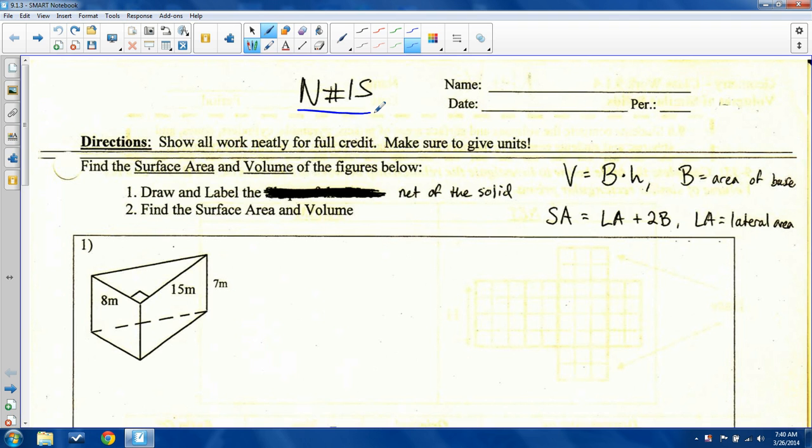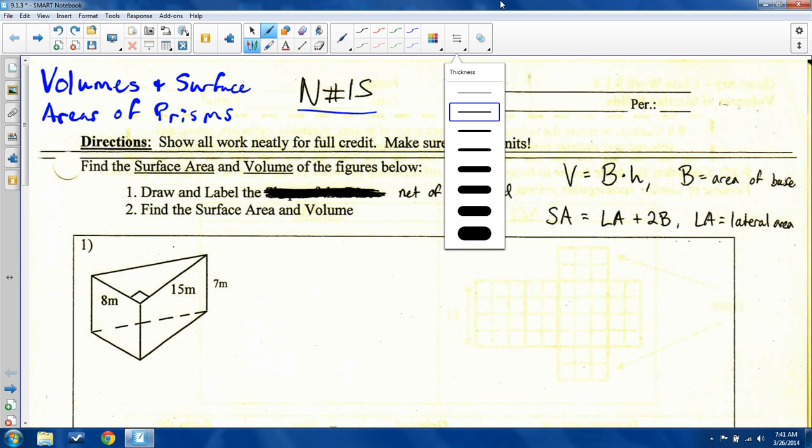We're at end number 15 right now, and this is about volume of prisms. We've done volume before, but we want to make sure that this makes a little more sense with prisms, not just solids. So volume, and surface area is the big one that we're doing differently. Areas of prisms. Let's go with a thinner pen here.